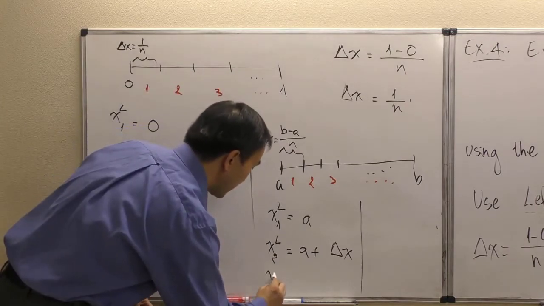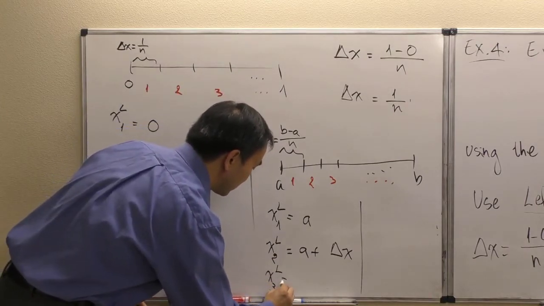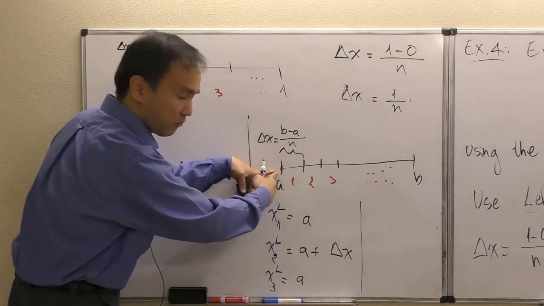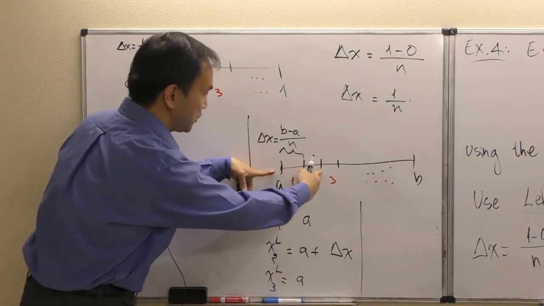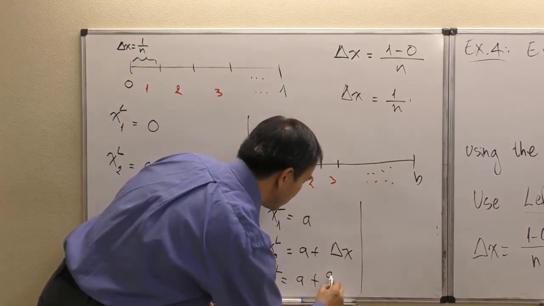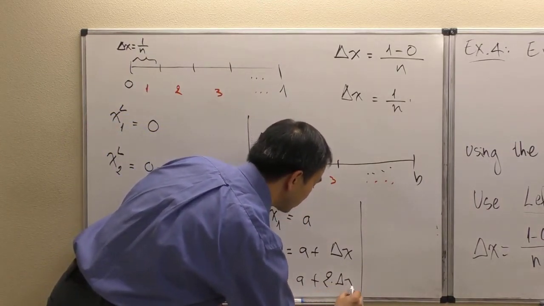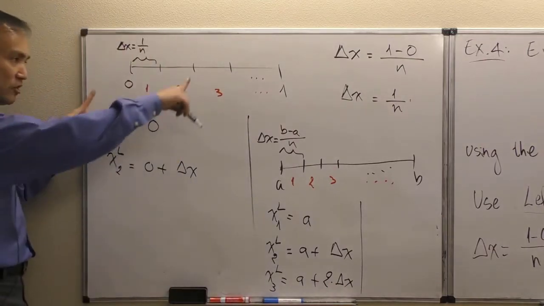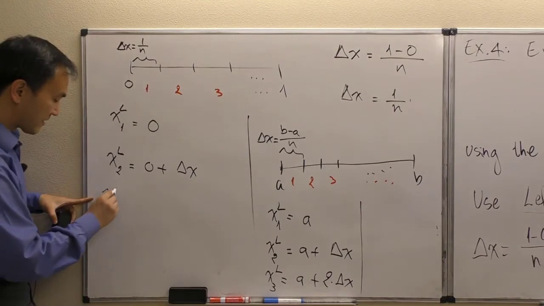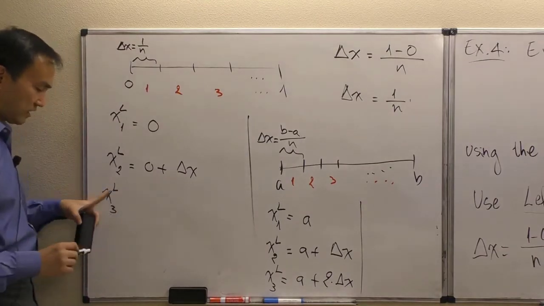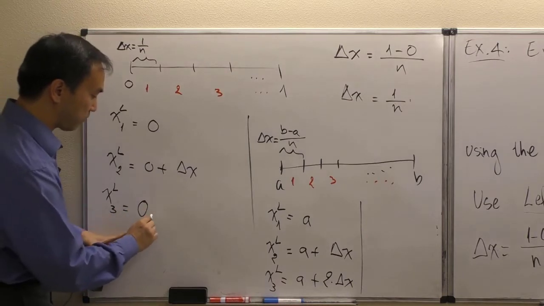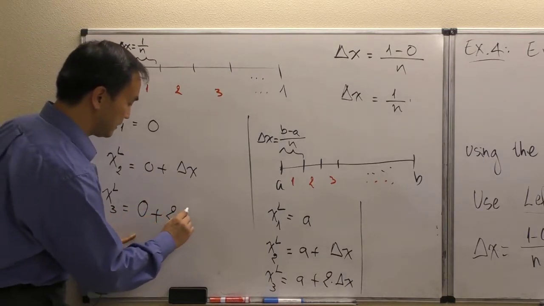On the third interval, the left endpoint will be from the starting point of our interval. We're going to add 1 and 2 times the delta x over. So plus 2 times the delta x. So just like that, in our specific problem, for the left endpoint on the third interval, this is the starting point plus 2 times the delta x.